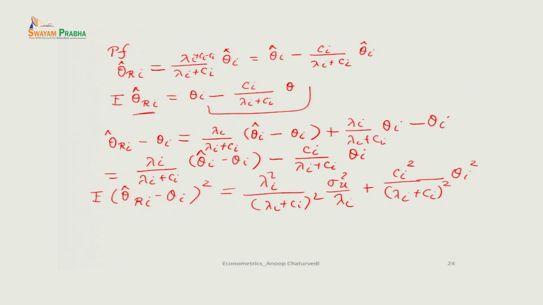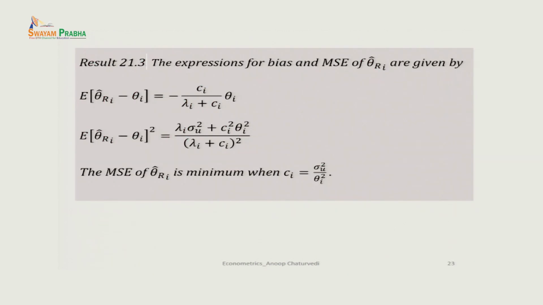In fact, this value of C i which minimizes the MSE is not operational. So, to get an operational value of C i, usually we replace these parameters by their least square estimators. Then you get the operational ordinary ridge regression estimator.